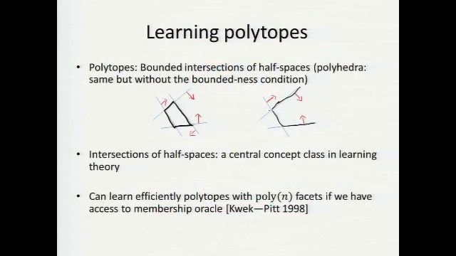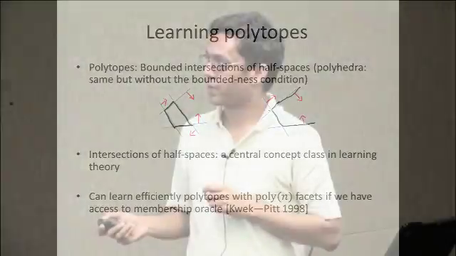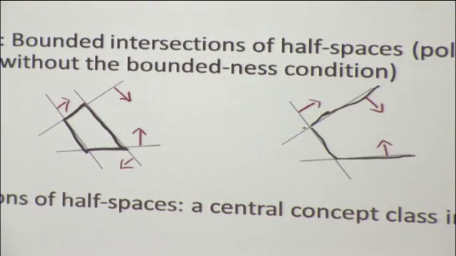So I haven't really defined what a polytope is. Let me do that. A polytope is a bounded intersection of half spaces. Okay, so we saw this picture before. You have some half spaces, take the intersection. If it's bounded, then it's called a polytope.